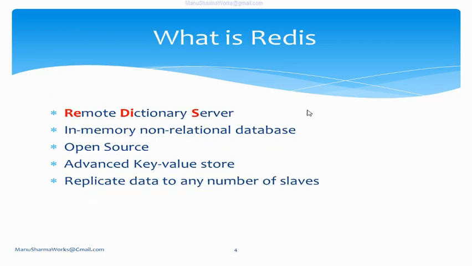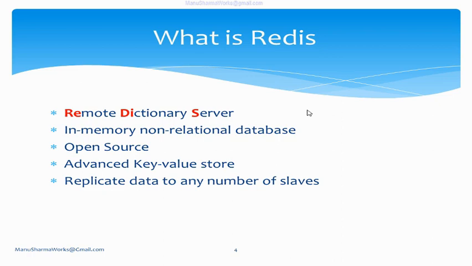So what is Redis? Redis is a remote dictionary server. Dictionary means it's a key-value pair, so everything saved in the database is in key-value pairs. It has a key and the value associated with the key. It is a non-relational database, not a traditional relational database, so the data can be saved in JSON format. And one of the most important things is it's open source.